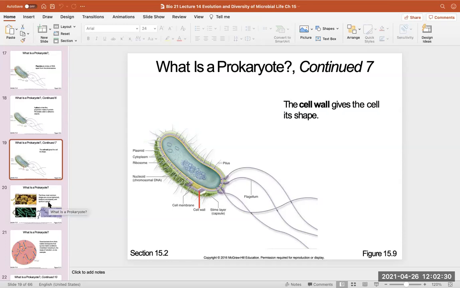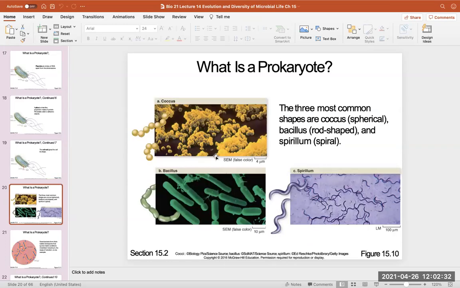3 shapes of bacteria. Again, there are multiple, but I only want you to know 3. Circles, spheres, coccus or cocci; bacillus, rods; and spiral. It looks like a spiral or corkscrew. On the play pause video, I gave you a question that's going to have you answer all 3 types of shapes of bacteria.